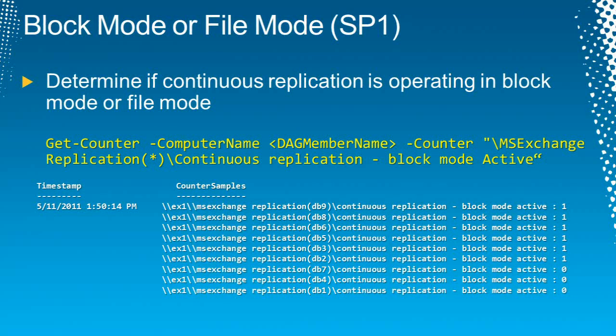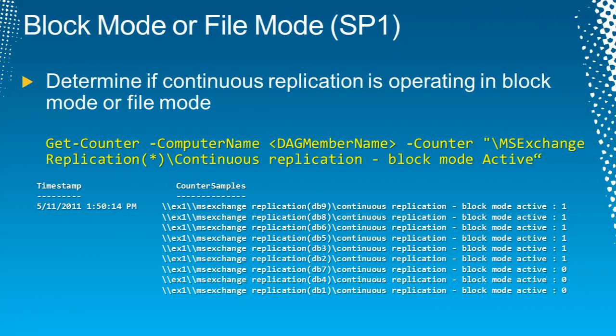In fact, continuous replication block mode by design is meant to operate completely transparent to the administrator. There's no dials, there's no settings, there's no lights, there's nothing really that will give you visibility as to what's going on with block mode unless you start doing some really deep tracing or go deep into our event logging mechanism. But there is one way where you can look at a per database level and figure out, are they in file mode or block mode? Because we have this performance counter that we publish.